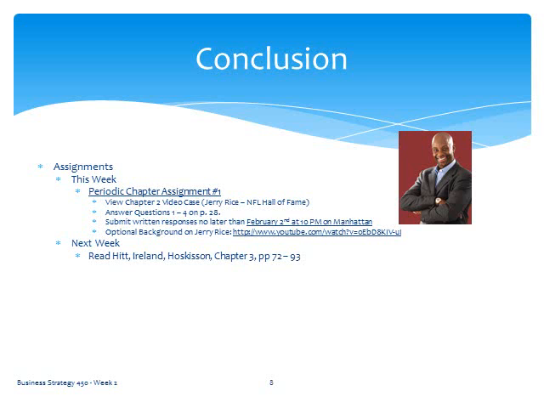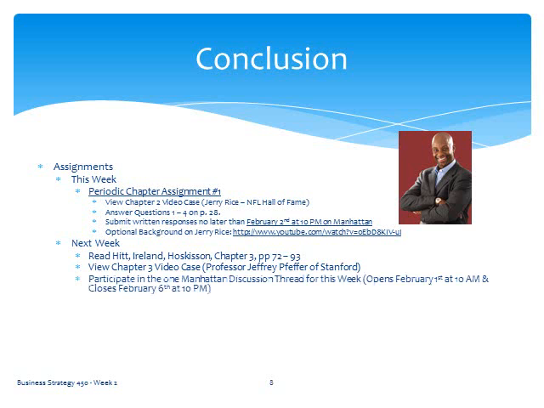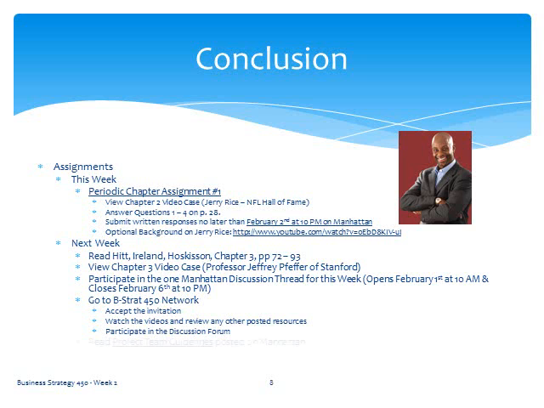Next week, you're going to read Chapter 3, pages 72 to 93 of the text. You're going to view the Chapter 3 video case. You're going to participate in one Manhattan discussion thread, just like we're doing this week. You're going to go to BStrat 450 Network, and there you're going to accept the invitation, which I've talked about. Actually, that you should do that this week. You're going to watch the videos and review any other posted resources and participate in the discussion forum. This is going to be an ongoing part of the course. And finally, read the project team guidelines posted on Manhattan.